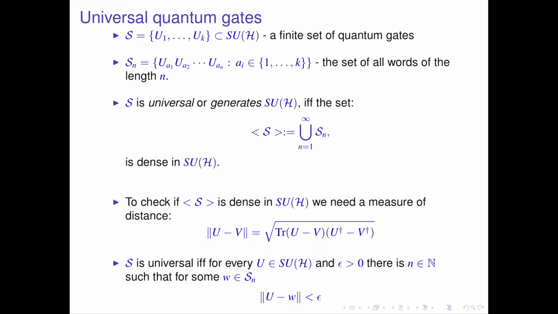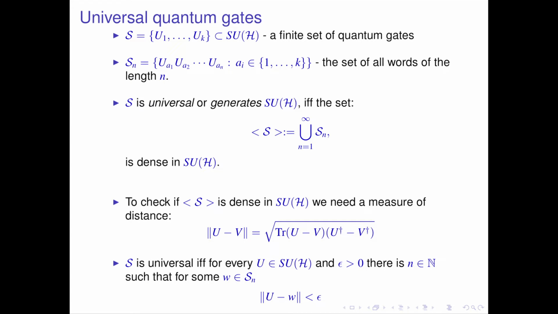So let me start with a set S. It contains k quantum gates, and then we can treat elements of this set as letters of some alphabet. And then using those letters, we can build words. Those words correspond to multiplications between the elements which are given. So by S_n, I will denote the set of all words of the length n.